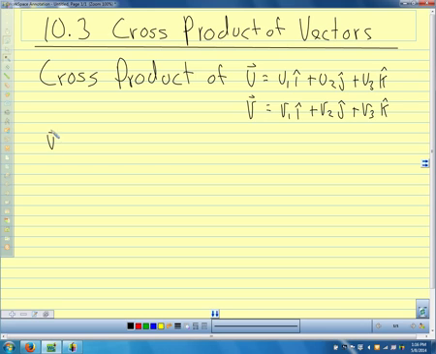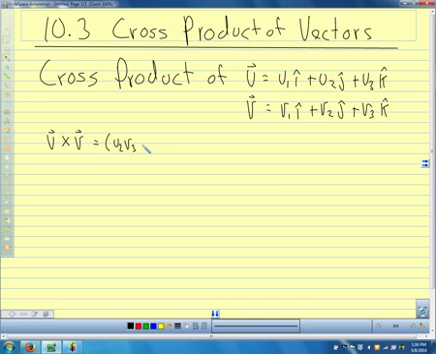The way we write a cross product, the reason it's called a cross product, is u cross v. So we use a little cross instead of a little dot like we used for our dot product. Our cross product u cross v is a vector, where our dot product just gives us a number, and we get this long expression.